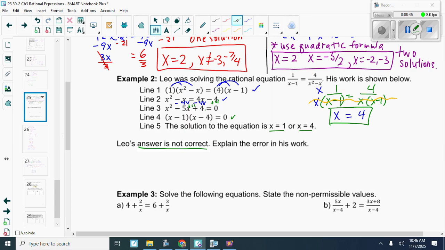is always going to get you the right answer. Because when we factored the denominator, we got our NPVs. We said x cannot equal 0, x cannot equal 1. And our x equals 1 ended up not being used. So the reason Leo's solution is wrong is because he listed x is equal to 1. He didn't check it against the NPVs. So explain the error in his work.